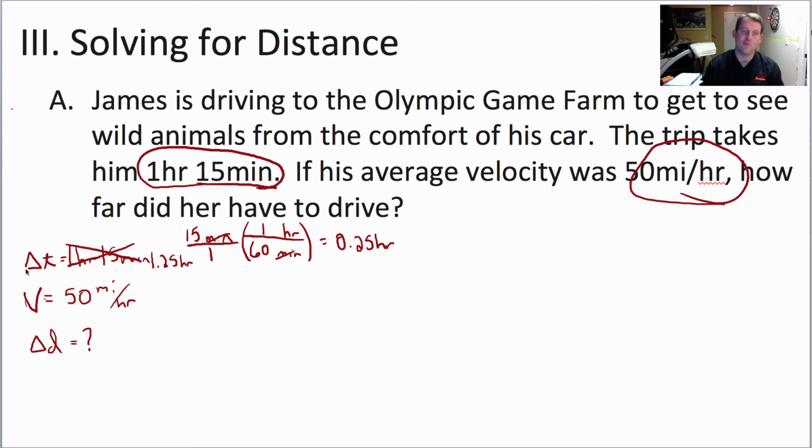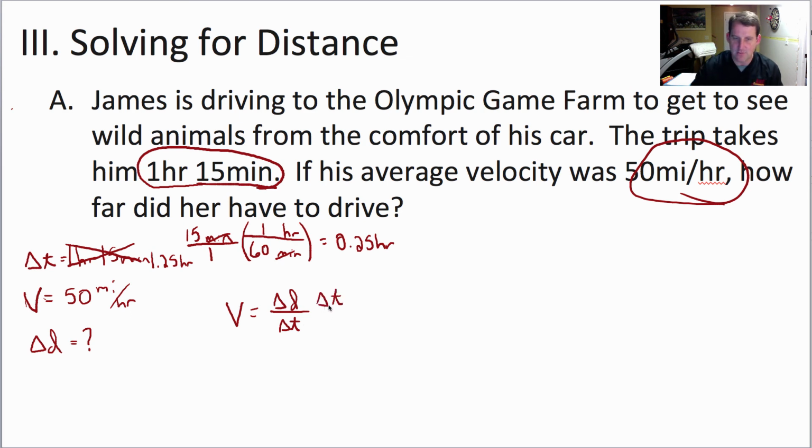Now we got to think what relates these three ideas: change in time, change in distance, and velocity. And of course, that's the velocity equation. So I'm going to start with v is equal to change in distance over change in time. Now in this case, we're looking for change in distance. We want to solve for it, so we want to get it by itself. And right now it's change in distance divided by time. To get rid of this divided by time, I multiply by time. So I multiply both sides by change in time.